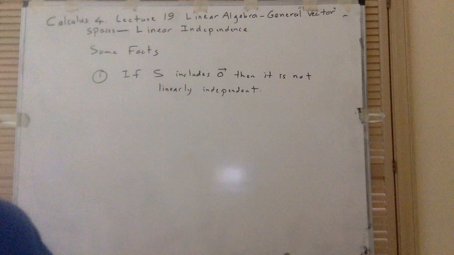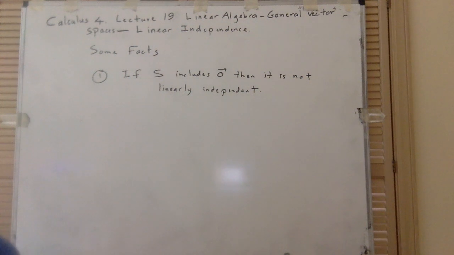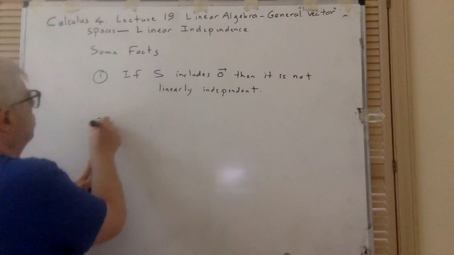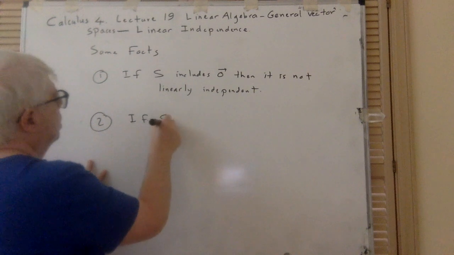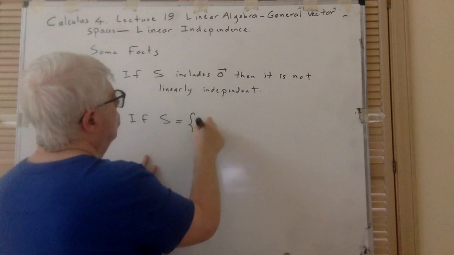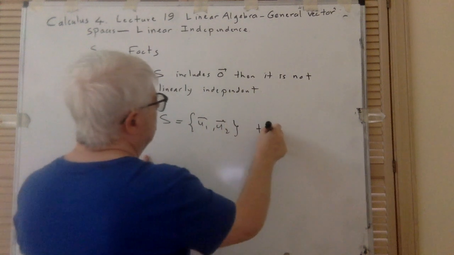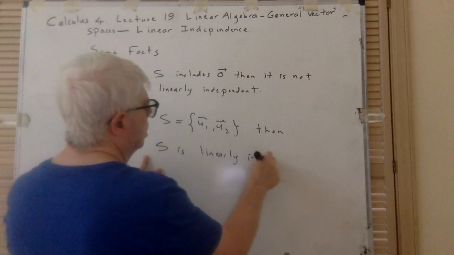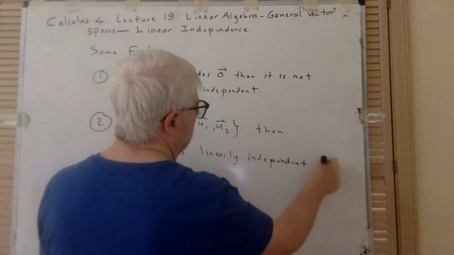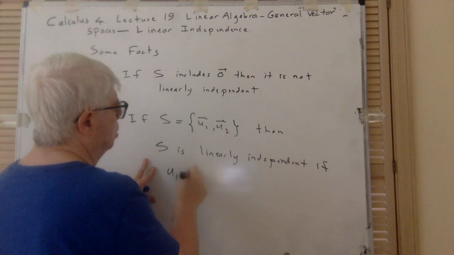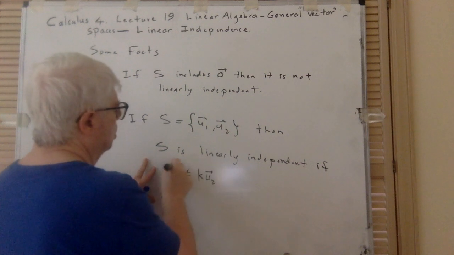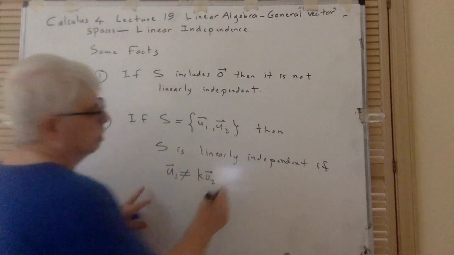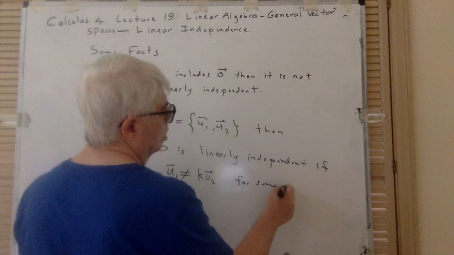The next one is in fact for 2. Sometimes we see if S has 2 vectors, say u1 and u2, then S is linearly independent if U1 cannot be written as some K times U2, for some non-zero K.